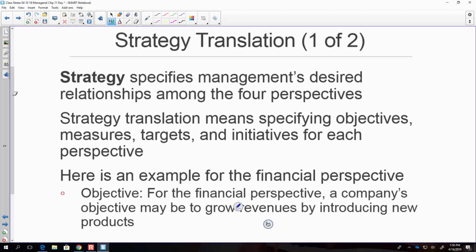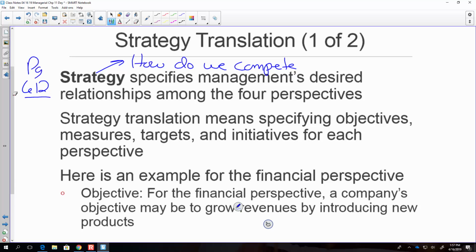Our next discussion on page 612 revolves around strategy. Every company has a strategy. Basically, how do we compete in the marketplace? What makes us better than somebody else? Is it our delivery? Is it our service? Is it our quality? Is it our price? Right? Those are all different strategies.